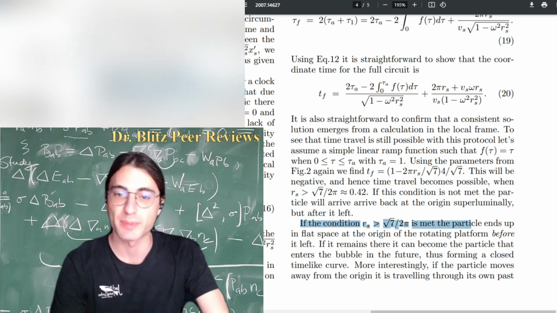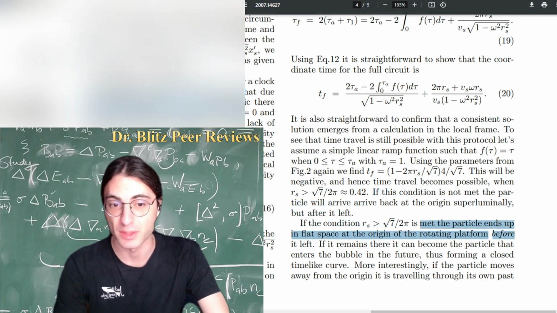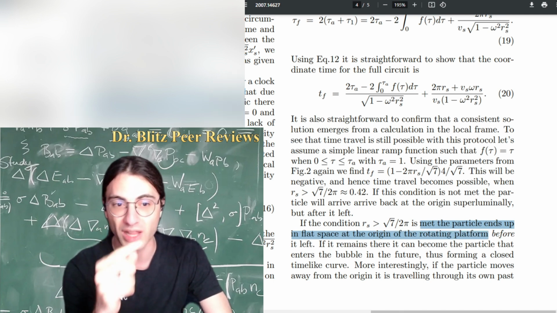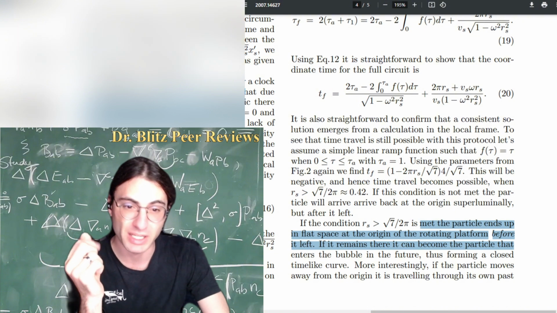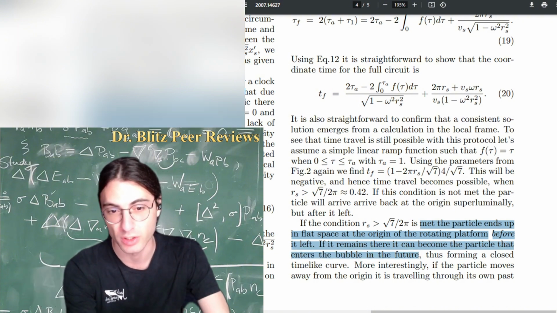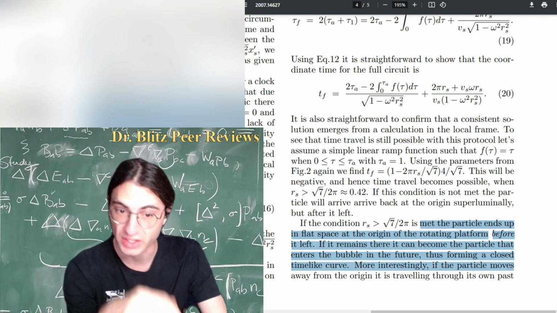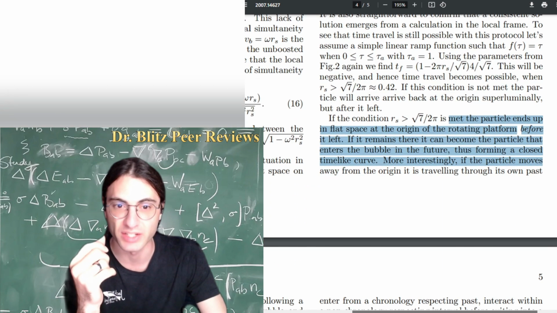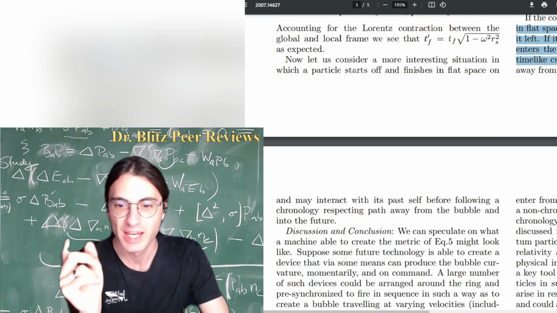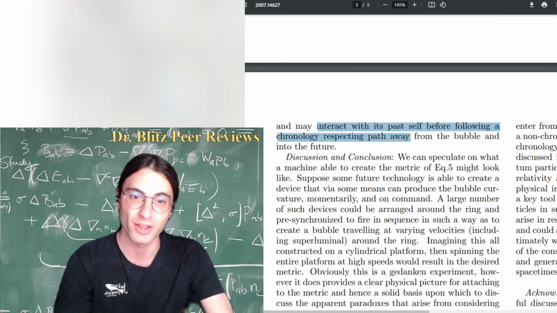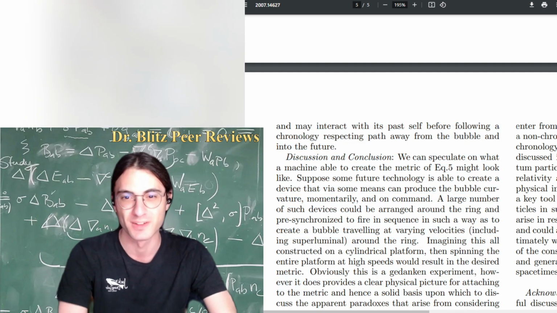If the condition r sub s is greater than square root 7 over 2 pi is met, the particle ends up in flat space at the origin of the rotating platform before it left. If it remains there, it can become the particle that enters the bubble in the future, thus forming a closed time-like curve. More interestingly, if the particle moves away from the origin, it is traveling through its own past, and may interact with its past self before following a chronology-respecting path away from the bubble and into the future.